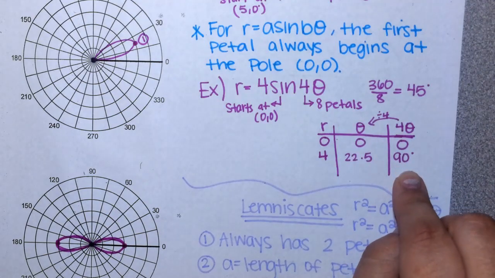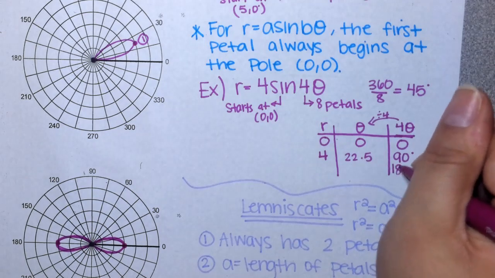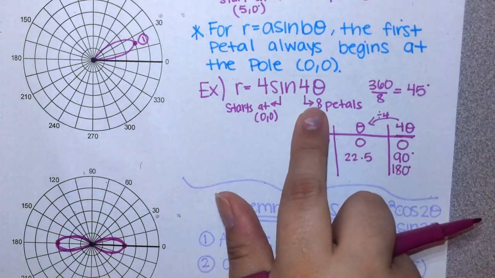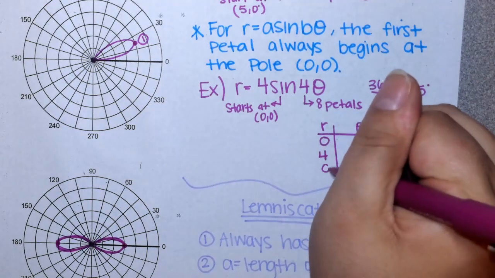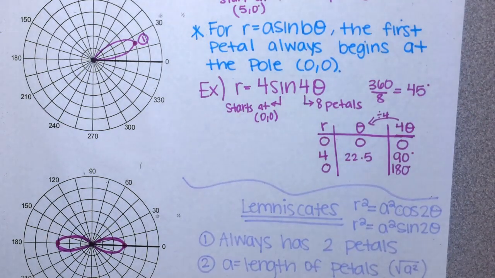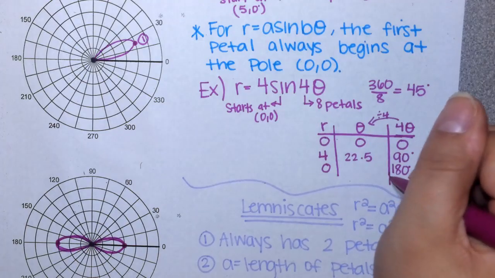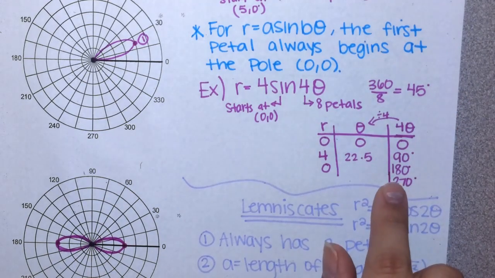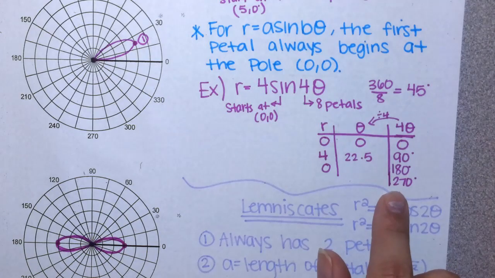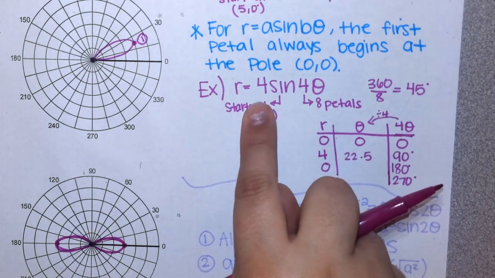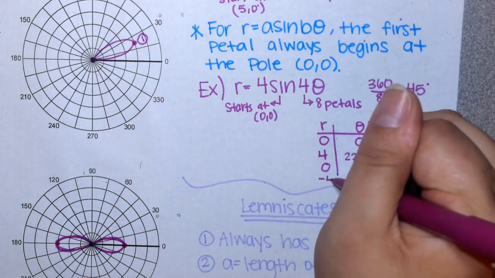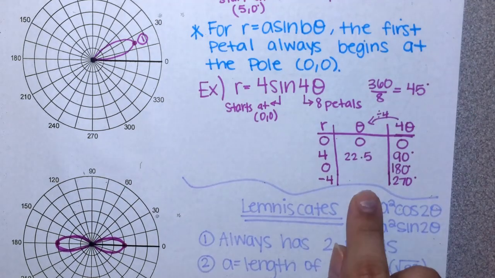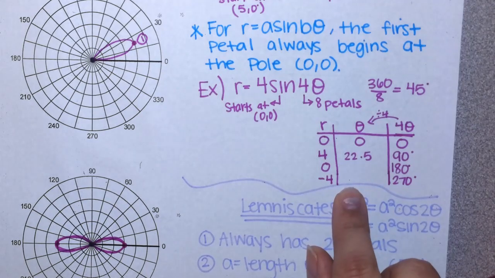So what's my next quadrantal? 180. What is the sine of 180? 0 times 4? 0. What's the next quadrantal? 270. What is the sine of 270 degrees? Negative 1 times 4 is negative 4. How do I figure out the actual point, though? What is 270 divided by 4?